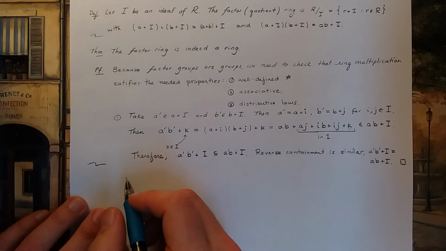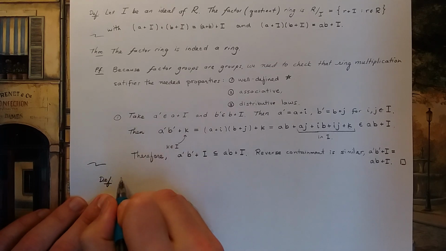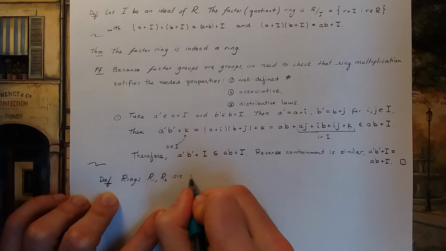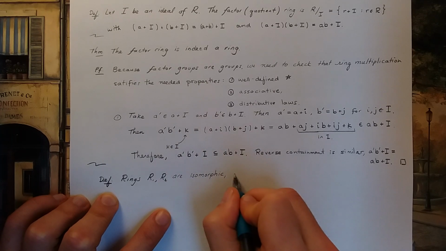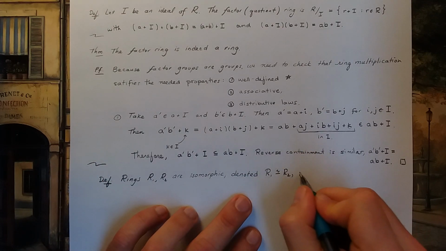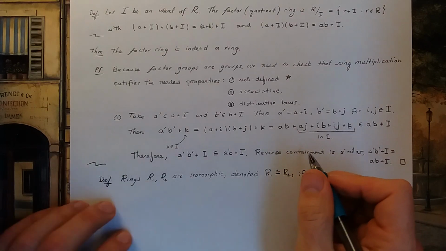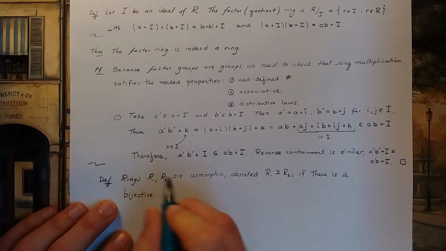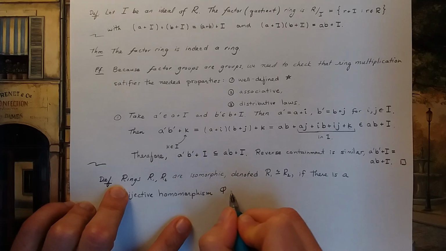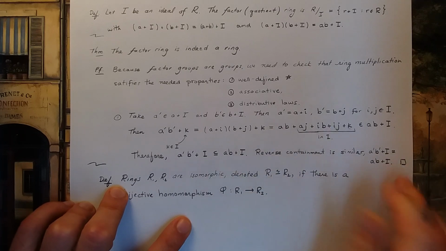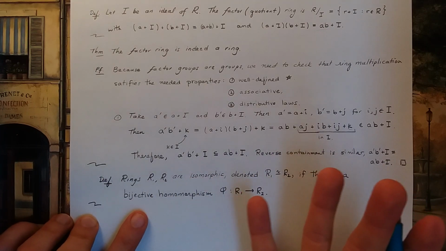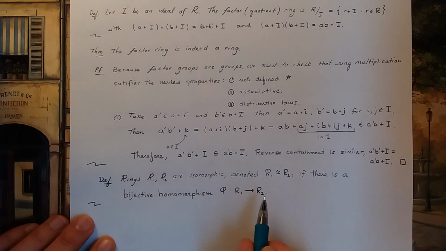Let me end this video by making a definition that I think should be somewhat familiar. So rings R1 and R2 are isomorphic, and that's denoted R1 isomorphic to R2, if there is a bijective homomorphism phi that goes from R1 to R2. Okay? By the way, when I say homomorphism in context of rings, it's implied that I have a ring homomorphism. So the function phi splits over addition and multiplication.